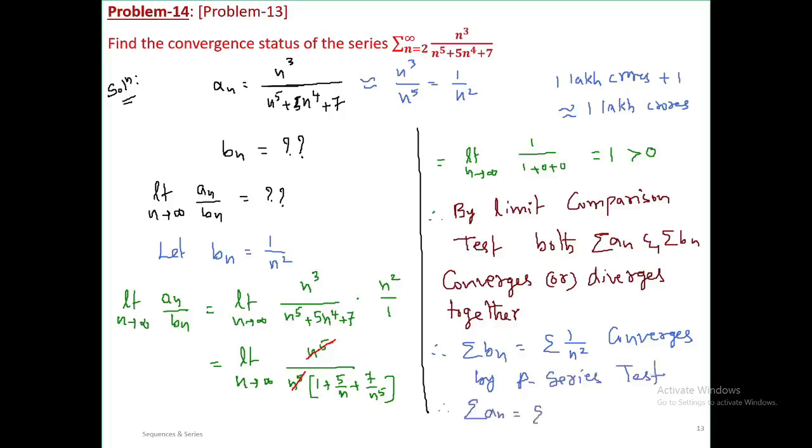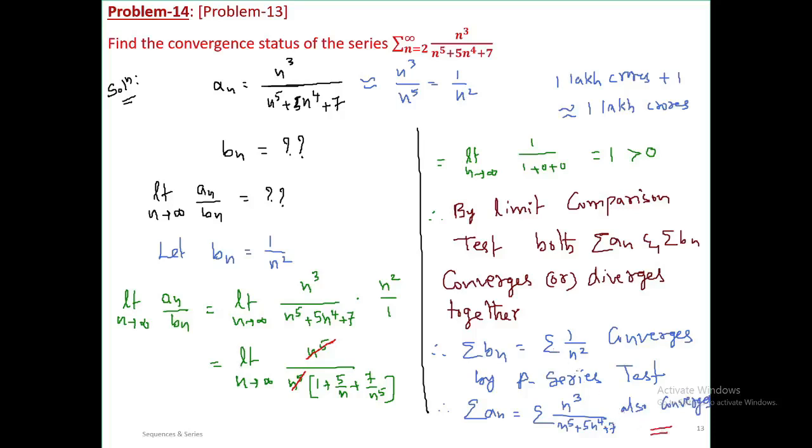Which means series n cube upon n to the power of 5 plus 5 n to the power of 4 plus 7 also converges. That's it, over. Look, by comparison test also I proved it converges. So by limit comparison test also I proved it converges. The status remains the same, the technique is different.